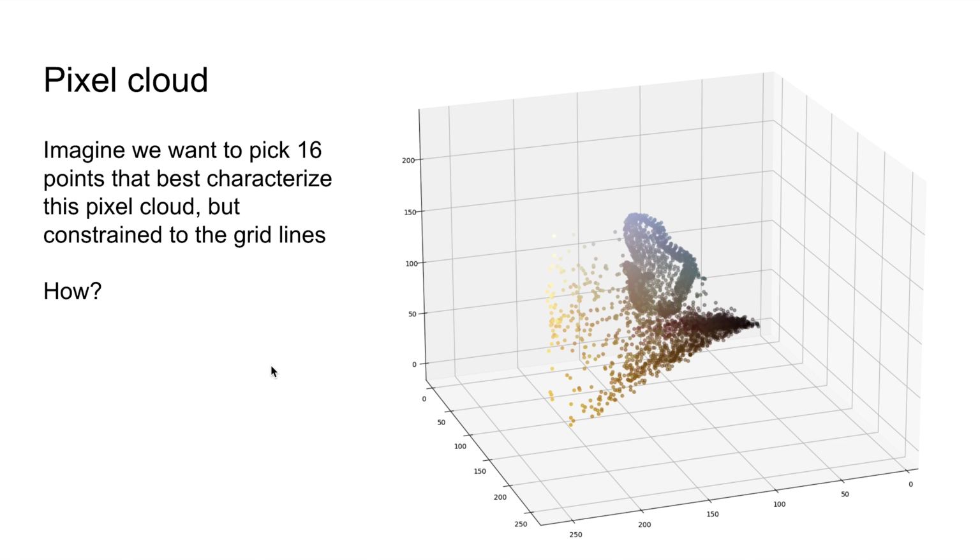And our problem is we want to pick 16 points in this color space that best characterize that cloud of pixels. And furthermore, we want them to be 12-bit values. So we can think of that as being constrained to lie on these grid lines. So not just an arbitrary point, but something which is constrained to lie on this subgrid. So that still seems like a pretty complicated problem. So how can we solve that?